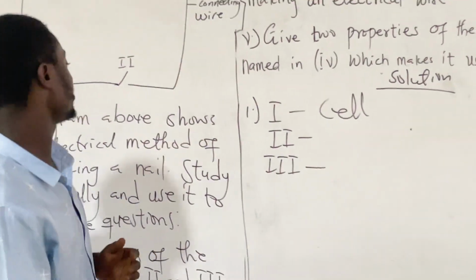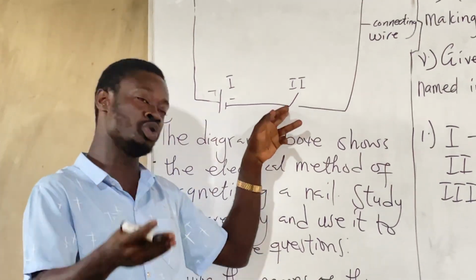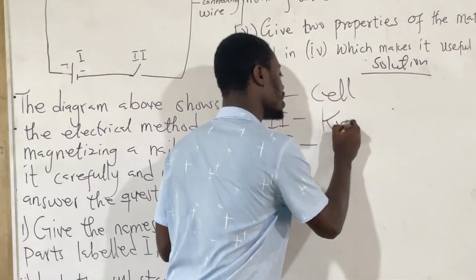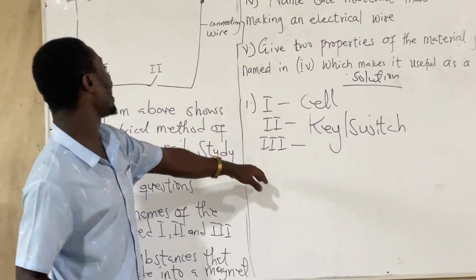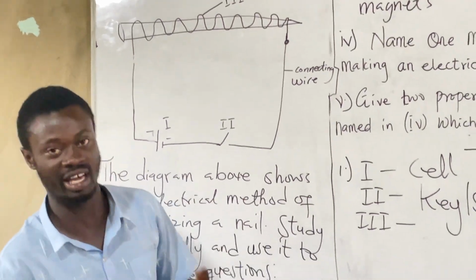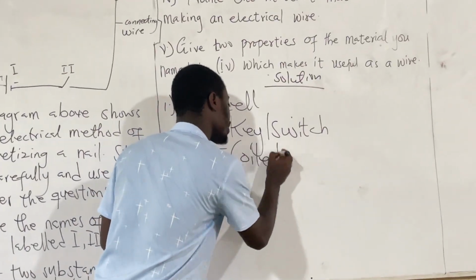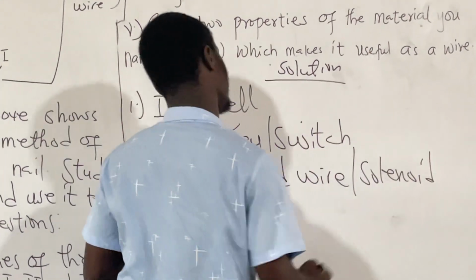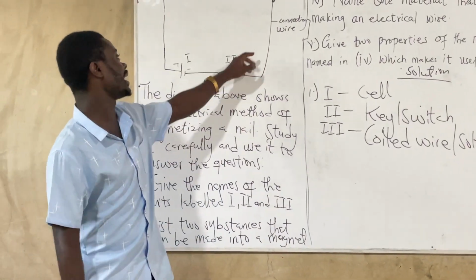Now let's look at II. II is the key or the switch, and it is used to open or close the circuit. Okay, let's look at III. III is the coiled wire or the solenoid. You can say coiled wire or solenoid. So these are the names given to the labeled parts I, II, and III.